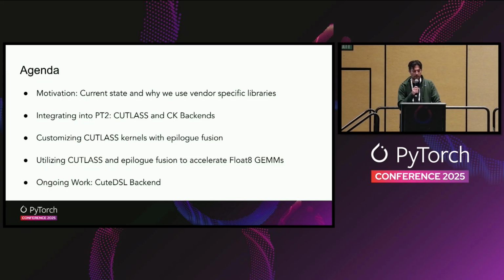First, I'll cover the motivation, the current state, and why we use vendor-specific libraries to optimize GEMMs. And then Henry will cover our integration into PT2 with the CUTLASS and CK backends. Then it'll come back to me, where I'll talk about how we further customize CUTLASS kernels with Epilogue Fusion, and then how we utilize that Epilogue Fusion to accelerate float-8 GEMMs. And then we'll close out with the ongoing work, which is to integrate the CuteDSL backend.